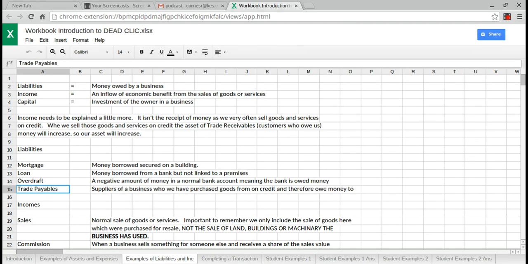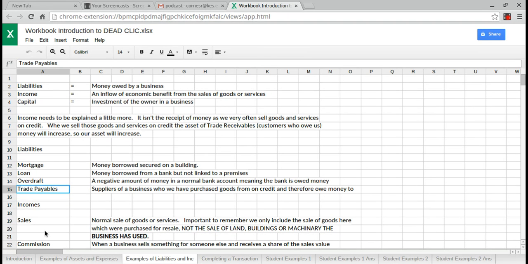And the opposite, when we sell things to people on credit rather than for cash, we call those trade receivables, and I've written a definition of that on the previous page of the spreadsheet.